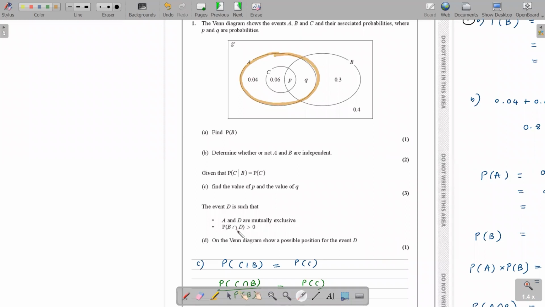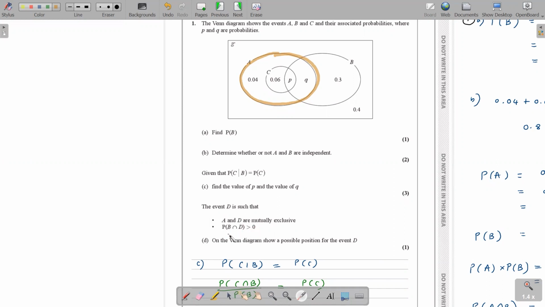Then they say probability B intersection D. B intersection D means what? Intersection means when the circles meet, right? So that meeting point, the probability of the intersection is greater than 0, which means you have a probability. Now if they say probability of B intersection D is 0, it means B and D also don't meet.